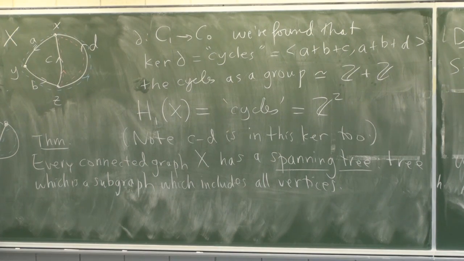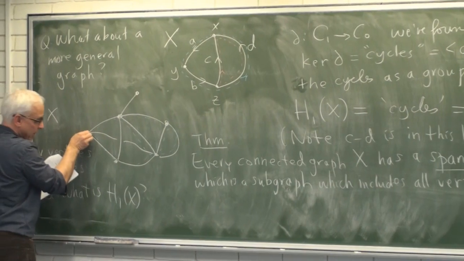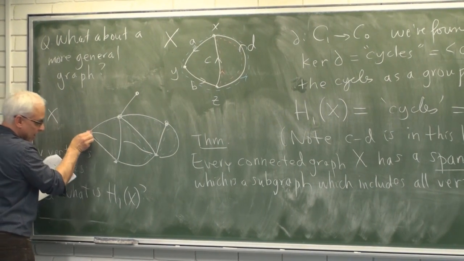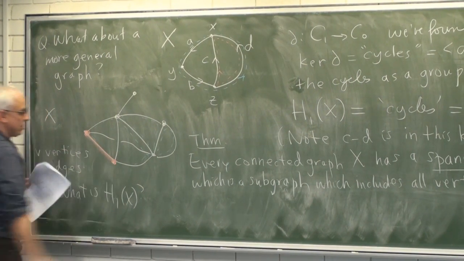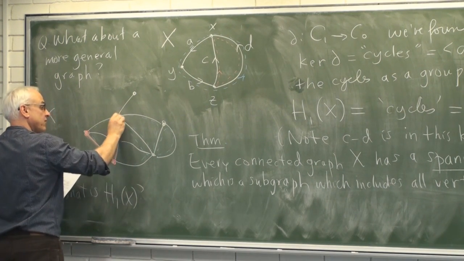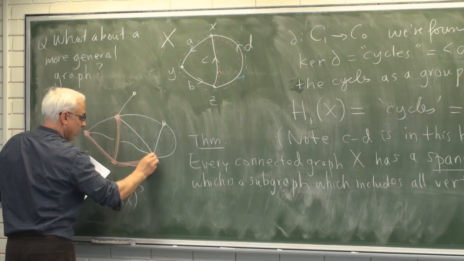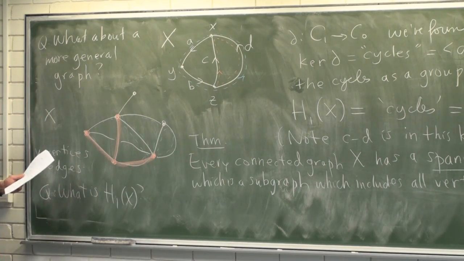Let's find one. So let's start here, and maybe I'll use this vertex, and I'll make this edge. Okay, I'm going to make a tree that goes through all the vertices. It doesn't have to go through all the edges. It just needs to go through all the vertices.